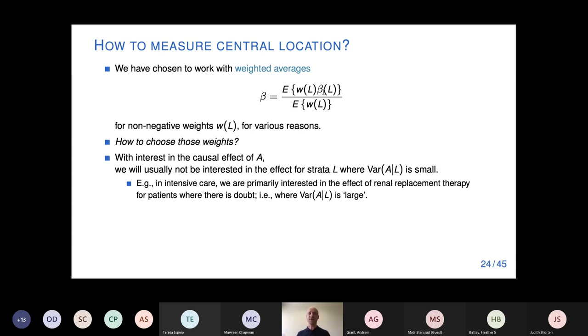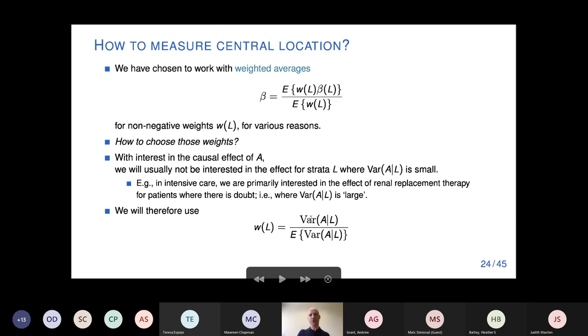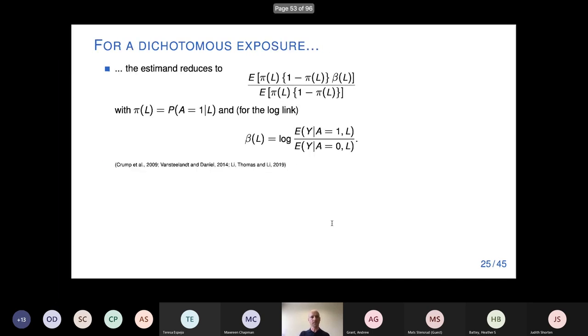I think we're primarily interested in those patients where there is doubt, and that's where we see a lot of variability in the assigned treatment. This is why we've chosen to work with weights being proportional to the variability in the exposure as we see it in the given stratum. With this, if we focus on a dichotomous exposure, for instance, the estimand basically reduces to this weighted average of these stratum-specific effects, weights being the probability of being treated times the probability of being untreated.